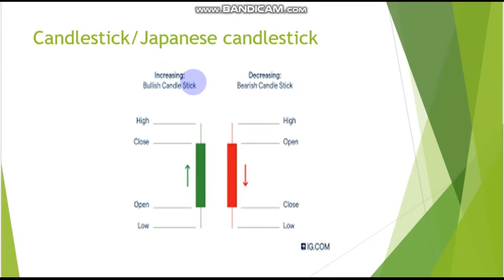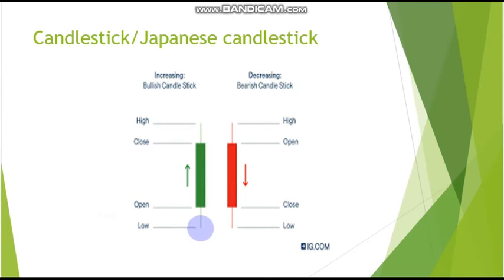In candlestick charts, we have the increasing candle, which we call the bullish candlestick, and the decreasing candle, which we call the bearish candlestick. From the chart I showed you in TradingView, we have the blue and the red. In forex, when you see a blue, it's indicating a buy, and when you see a red, it's indicating a sell. For each candlestick, we have the open and the close.